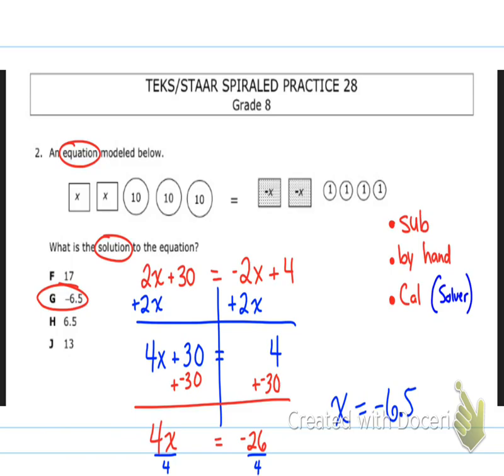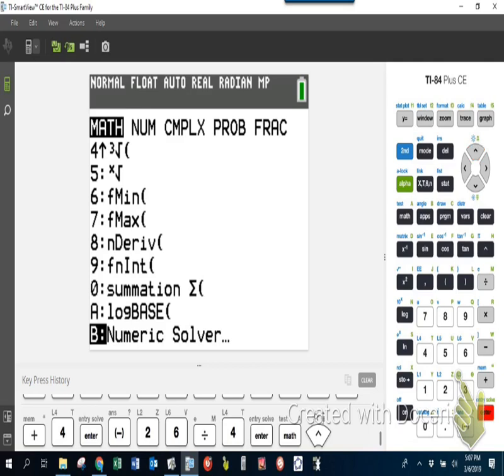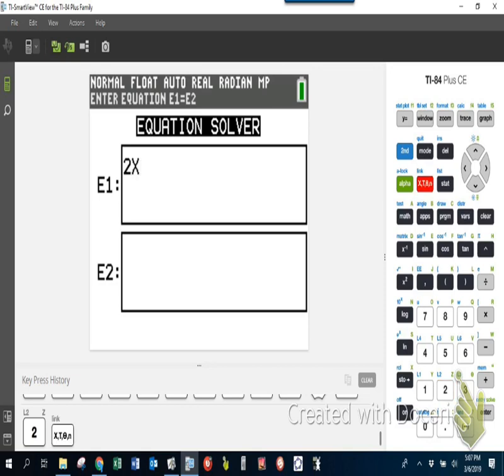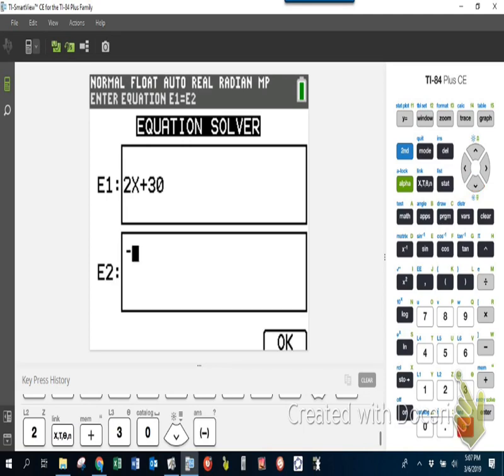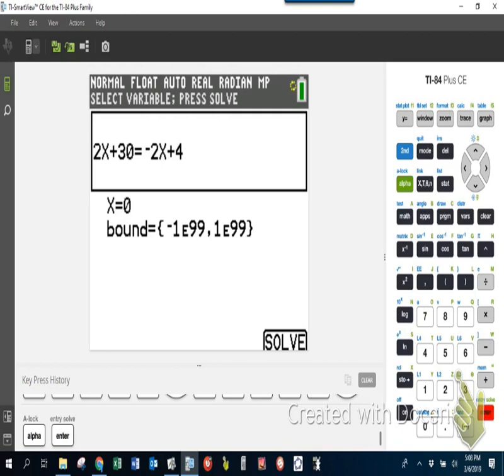So I need to go to what we call solver. So you're going to press math, scroll up, solver. And I'm going to type in the first side of my equation, which was 2x plus 30. And then scroll down so you can get to the other side of your equation, negative 2x plus 4. And I always recommend, when you get to this screen, check that the equation you typed in really is the one that you typed in. Because sometimes you type it in wrong and it's still going to give you an answer, just it's going to be the wrong answer. Make sure the last step you do is alpha enter, and notice that I get negative 6.5.